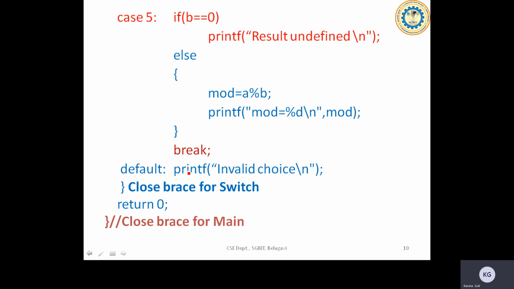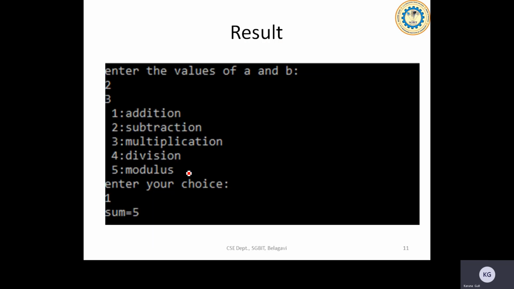So this is the simplest program that we have dealt with. I'll show you the sample output of the same thing. These are the sample inputs. Enter the values of A and B, 2 and 3. These are the choices that it is displaying. Then you have to enter your choice. I've entered 1, and it is going to give me the result as 5.